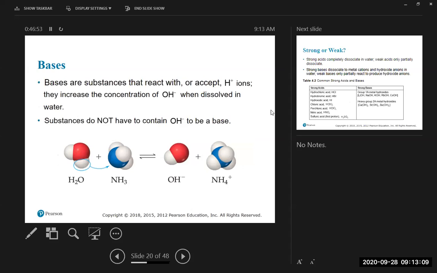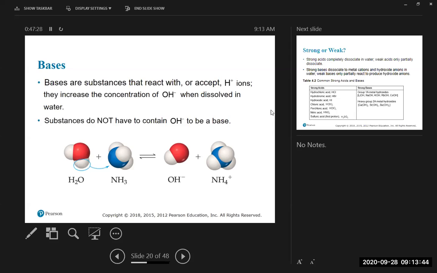Okay, bases are kind of the opposite of acids. So bases will accept that proton. They can donate an OH group when dissolved in water. So bases are increasing the OH concentration, the hydroxide concentration. Acids increase the hydrogen ion concentration. That's the simplest definition of it.